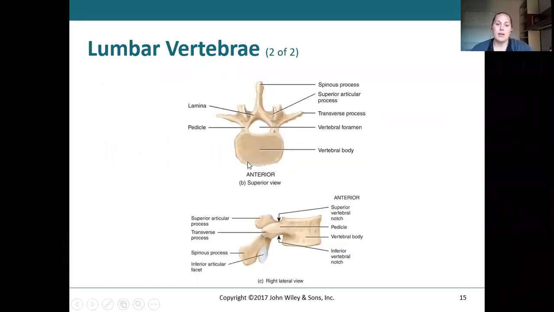Here you can see a very large vertebral body in comparison to what we saw in the cervical and thoracic. Look how large that is. You have a pedicle. The vertebral foramen is very much smaller than what we saw specifically in the cervical, and a large spinous process. Your lamina, pedicle, we've seen this all before. Here you have a transverse process. You'll notice that there are no points of articulation with any ribs in your lumbar region, only in the thoracic region.